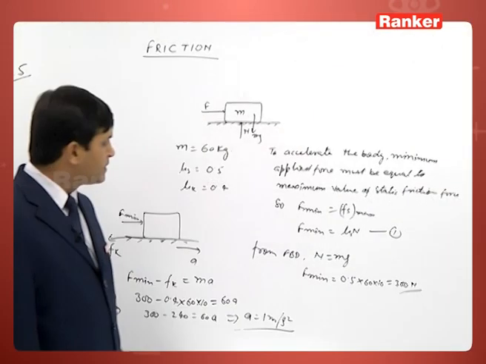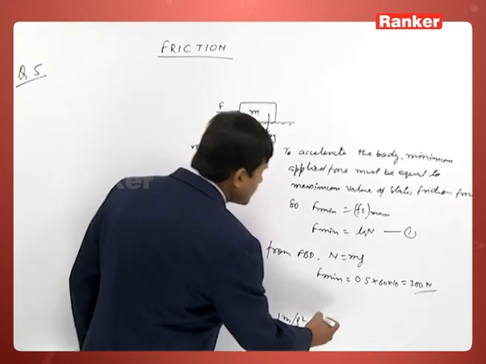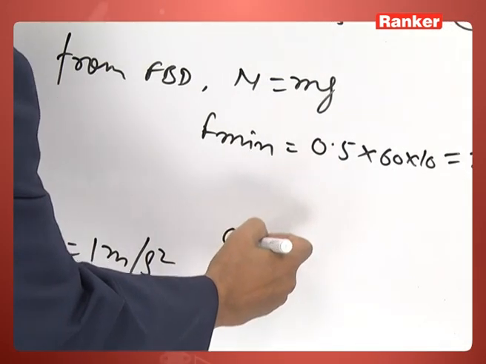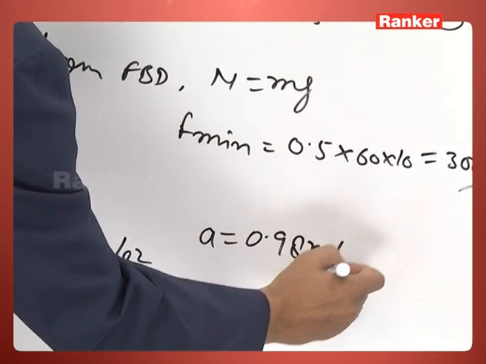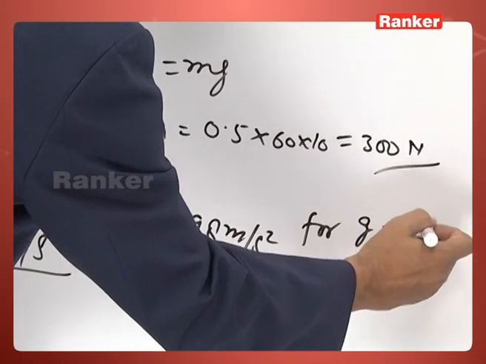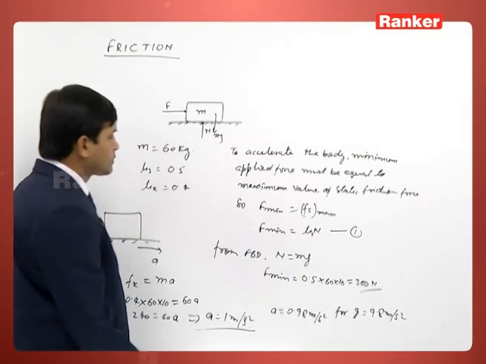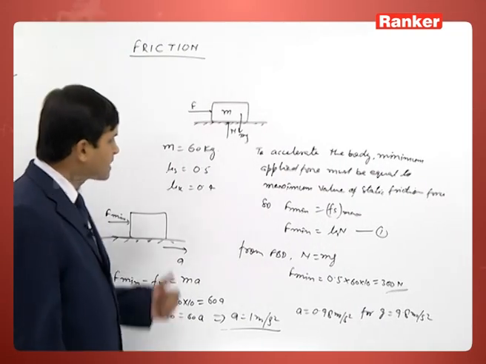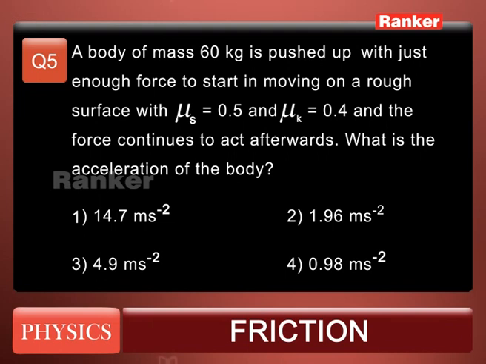If we consider the G value as 9.8, then A will be 0.98 meter per second square for G equal to 9.8 meter per second square. So our answer of question number 5 is 4. So option 4 is the correct choice here.